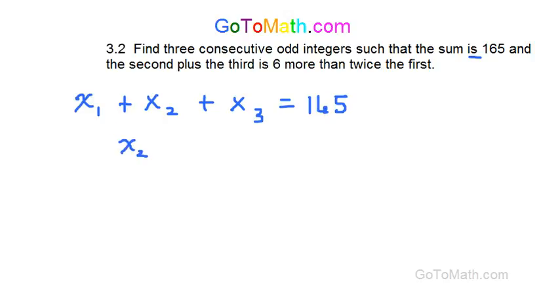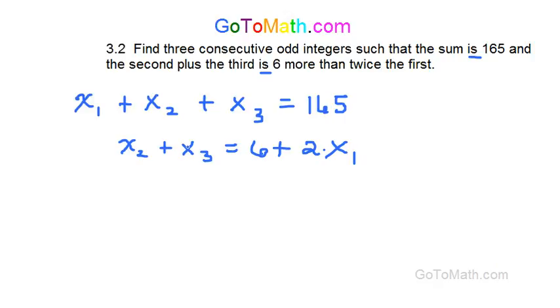The second plus the third is 6 more than twice the first. So we got a relationship, it looks like, between x2 and x3 and x1. Okay, the sum of x2 and x3, and it's related to x1.